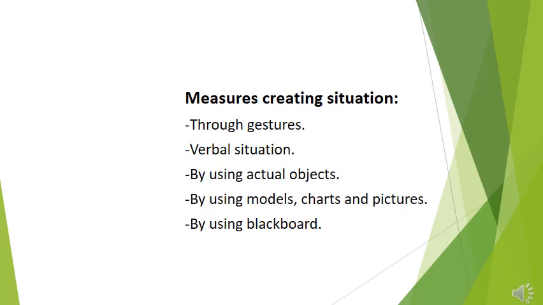Now next step is how you can measure creating situation through gestures. You can check the gestures. Verbal situation, ask them to repeat again and again. By using actual objects, you can tell them to use actual objects. By using models, charts, pictures, आप बच्चों को बोल सकते हो एक्चुअल ऑब्जेक्ट यूज़ करिए, मॉडल यूज़ करिए, चार्ट, पिक्चर्स यूज़ करिए. बाय यूजिंग ब्लैक बोर्ड. Being a teacher, you can also use blackboard and guide them, instruct them to create situation.